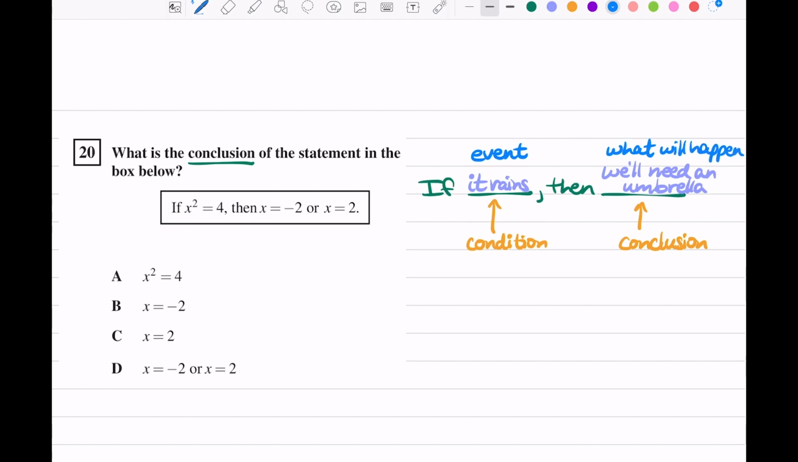And looking at our statement in the box, it says if x squared equals 4, then x equals negative 2, or x equals positive 2. So our first part is our condition, and our second part is our conclusion. And another word for condition you might hear is hypothesis. But for this problem, they want us to find the conclusion. So that would be x equals negative 2, or x equals positive 2. And looking at our options, that's option D.